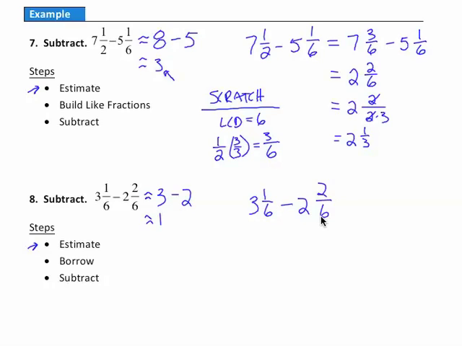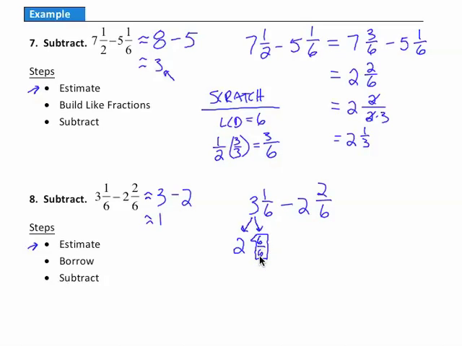So I'm going to need to borrow. So I'm going to borrow from that 3. And so here's what I'm going to do with the 3. I'm going to borrow 1 from that 3, which is going to leave me with 2. The 1 that I'm borrowing, I'm going to write as a big fat 1 here. I want to write that as a fraction. And I'm going to write that as the fraction 6 over 6.